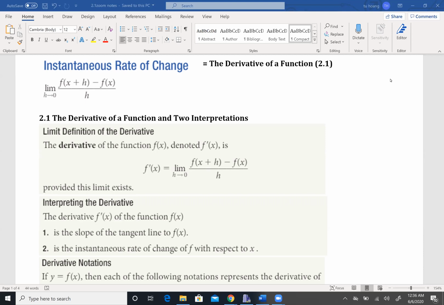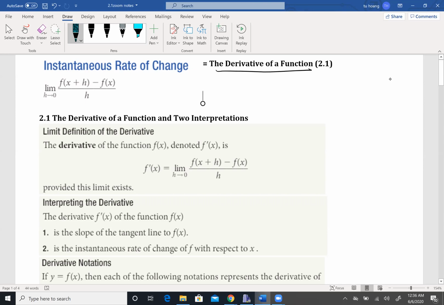This is the derivative of a function, and you should know that it's actually another name for the instantaneous rate of change. In another way, I'm going to say the instantaneous rate of change is equal to the derivative of a function. So you can use this form to find the instantaneous rate of change of f(x), and also to find the derivative of a function f(x). Okay, now let's move to 2.1.